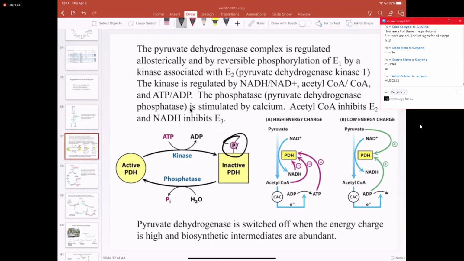Schematically, you can see the effectors here: ATP, acetyl-CoA, and NADH all negatively affect PDH. That makes sense. If you have lots of acetyl-CoA, why make more? If you have lots of NADH, again, why make more? The same thing for ATP. On the other hand, ADP and pyruvate are going to enhance its activity.